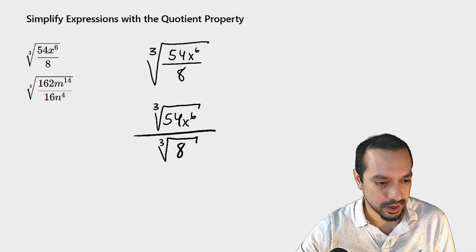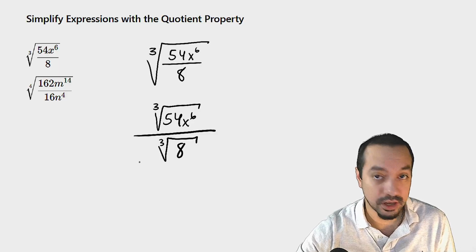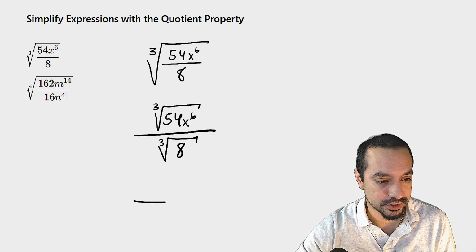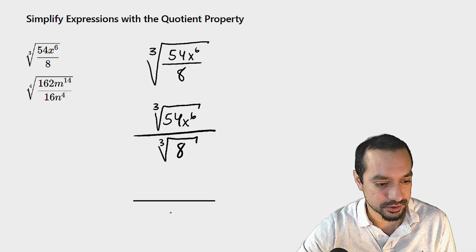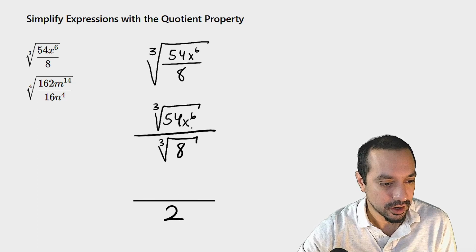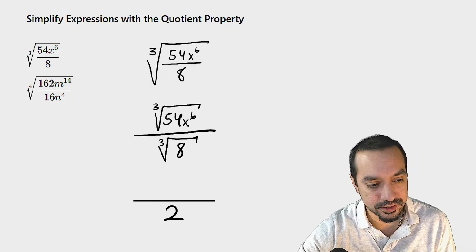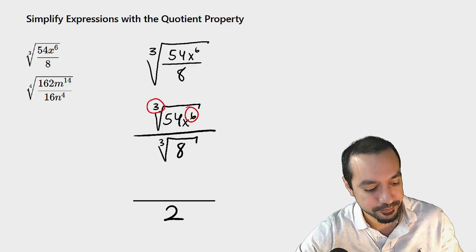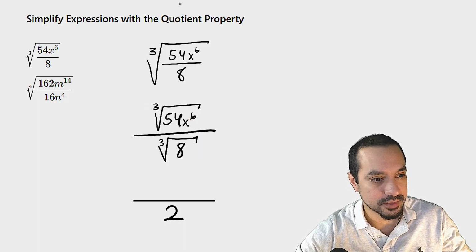So, let's go ahead and start considering what our cube roots might be here. I know that the cube root of 8 is going to be 2. That's just one that I've done so many times I've memorized. I know that the cube root of x to the 6th, we're going to do the exponent divided by the index. That's going to give me x squared.